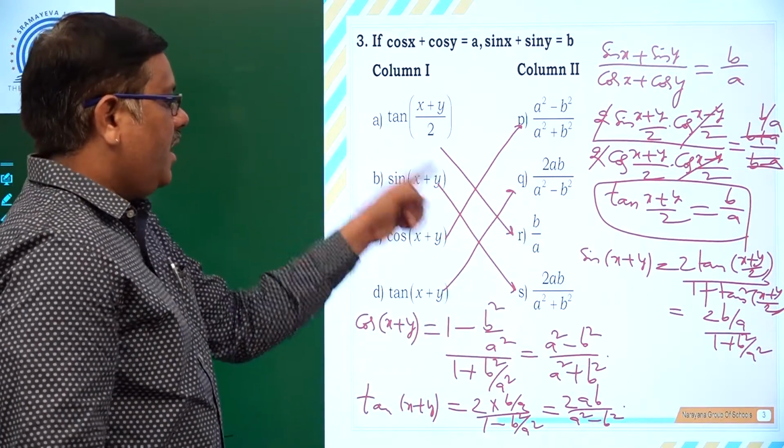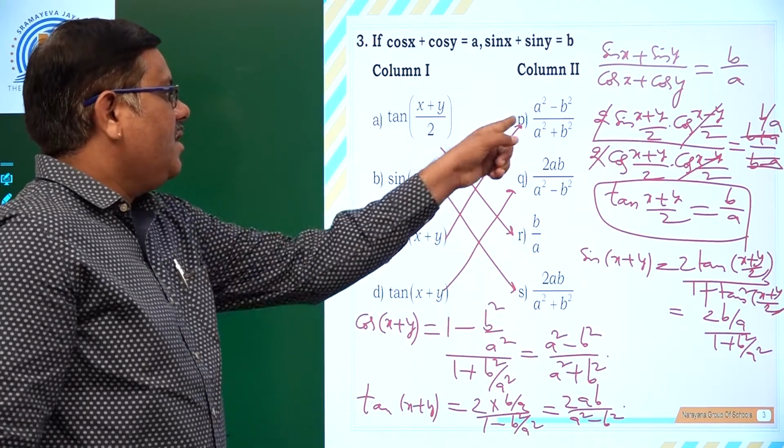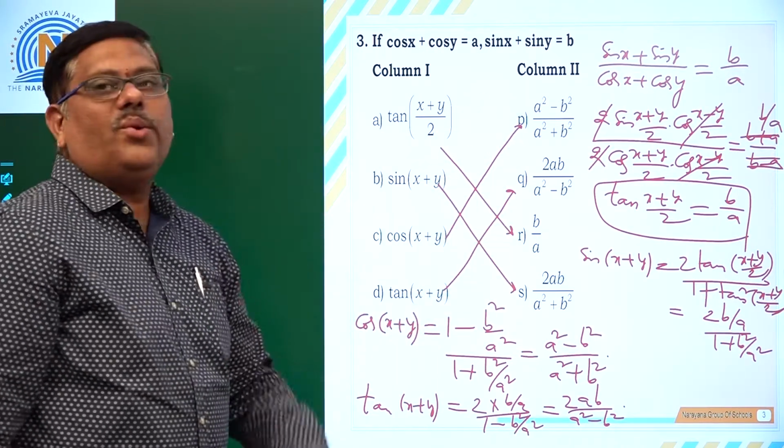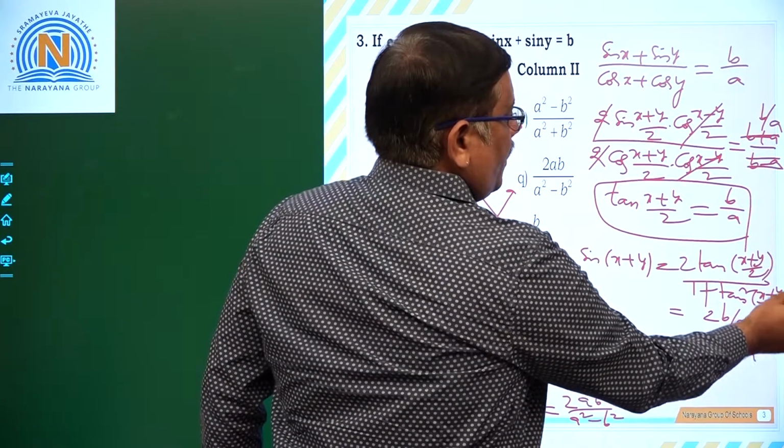Okay. So for A, R is the answer. For B, S is the answer. For C, P is the answer. For D, Q is the answer. Okay. Now let us see the last question.